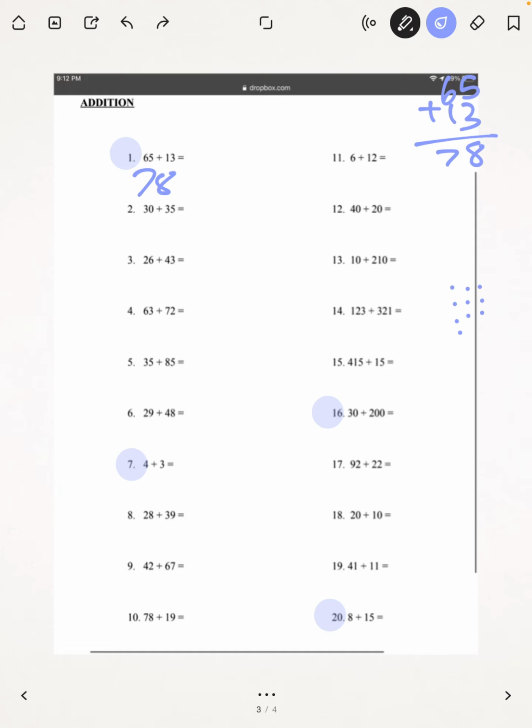Oh shoot, my bad. I didn't mean to do that. That's multiplication. You do 1, 2, 3, 4, and you can add 1, 2, 3 more. You count it up, equals 7.